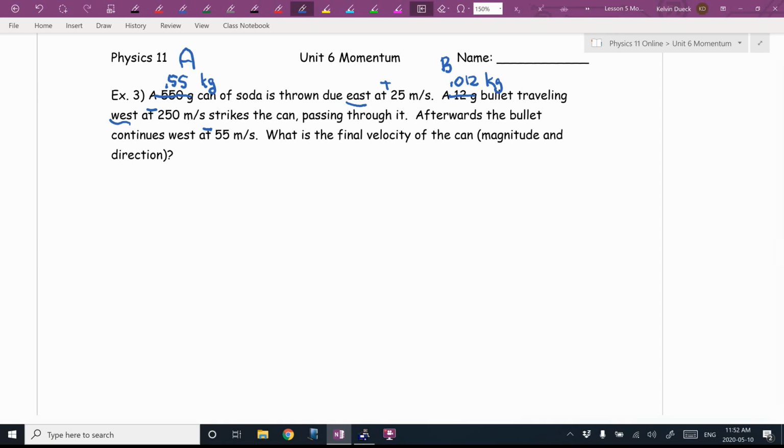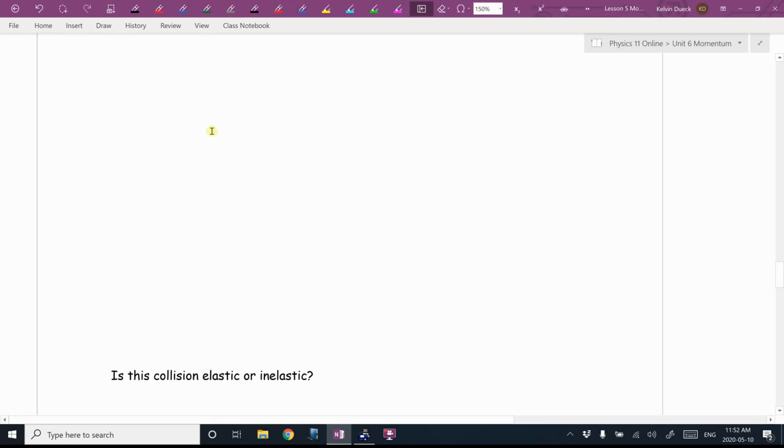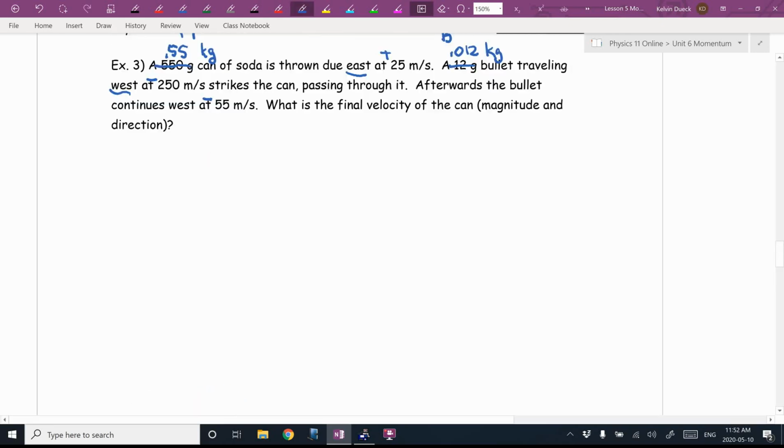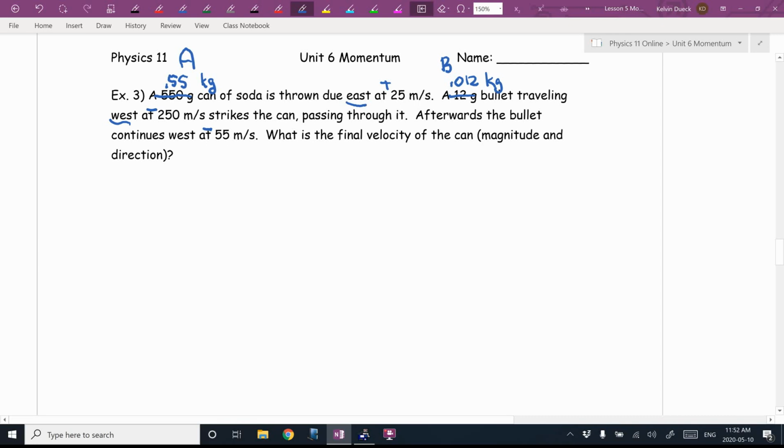Okay. By the way, is this collision elastic or inelastic? Well, they didn't stick together. They bounced apart, going through each other. So it's elastic. I can do that right now. Did I say collision? This is a job for the law of conservation of momentum. The total momentum you start with has to equal the total momentum you finish with.